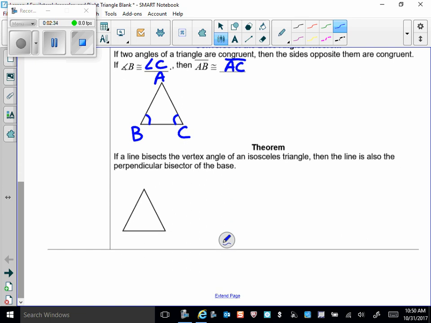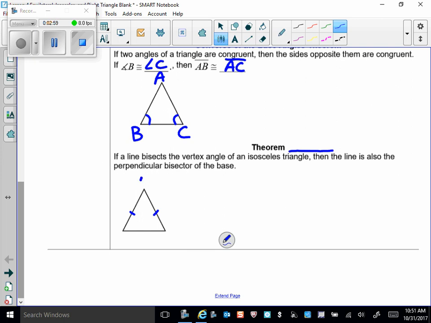Okay, we've got another theorem here. It doesn't have a name, so if you were to need to use this in a proof, you would just have to come up with some sort of abbreviation for it. But it says, if a line bisects the vertex angle of an isosceles triangle, I'm going to go ahead and mark this so we know it's isosceles, then the line is also the perpendicular bisector of the base.